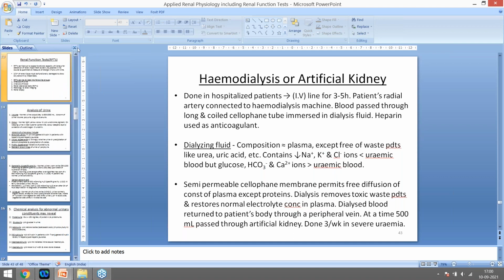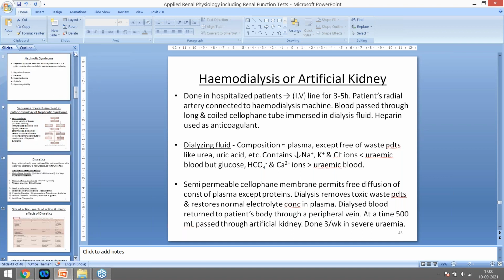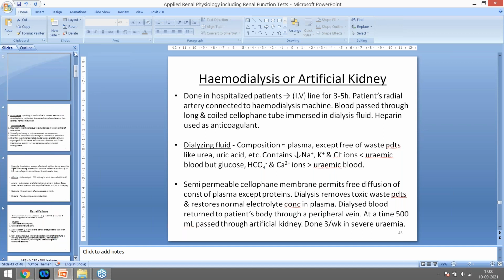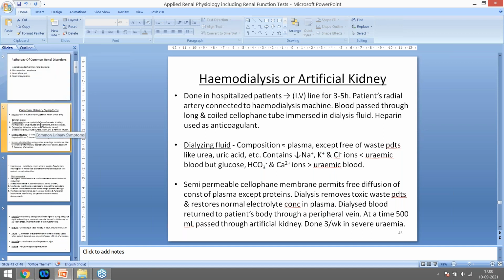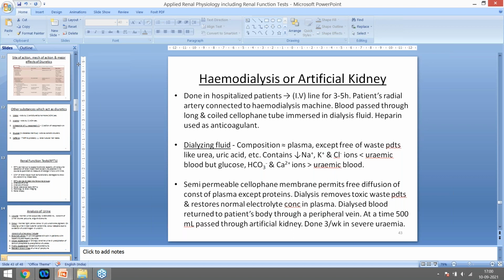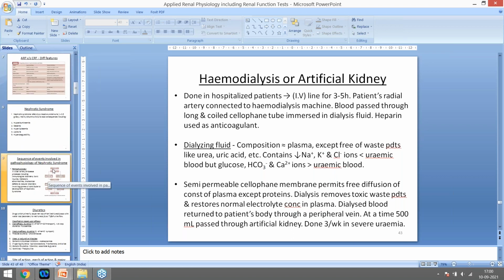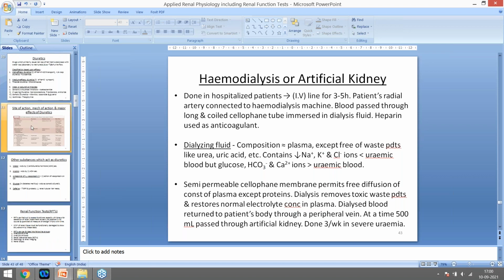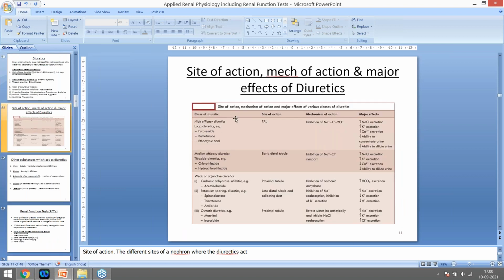This is mostly to do with pathology. I told you these terms are very important. The common urinary symptoms. It's good to know the pathophysiology of nephrotic syndrome. This is very important. Diuretics, this chart, the kind of diuretics with at least one example, the site of action, mechanism of action, and effects. This is important.